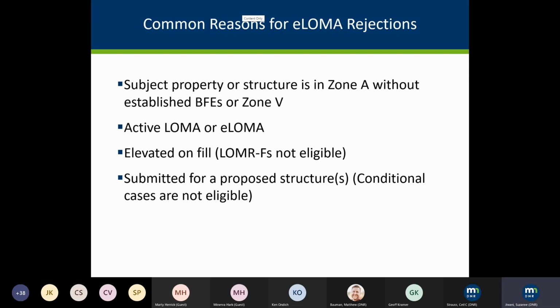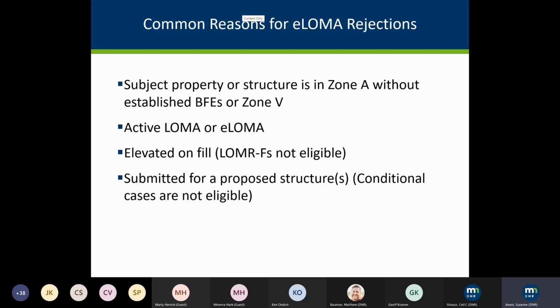One of the reasons LOMAs have been rejected is because the property is in a Zone A area that does not have an established base flood elevation estimate. But that's getting to be less and less in Minnesota.